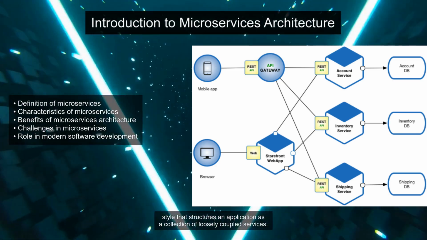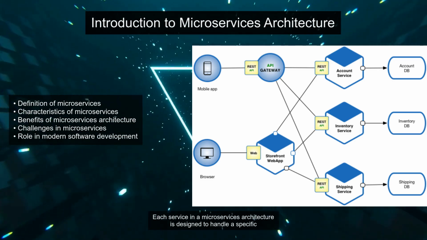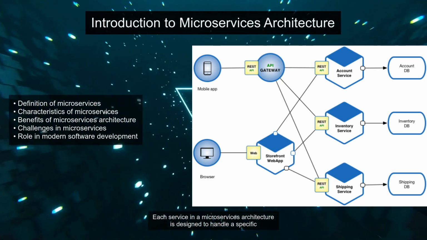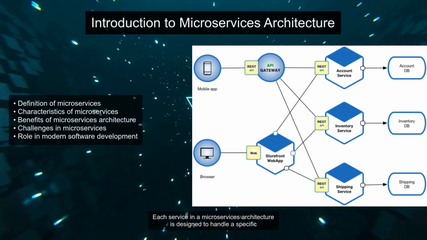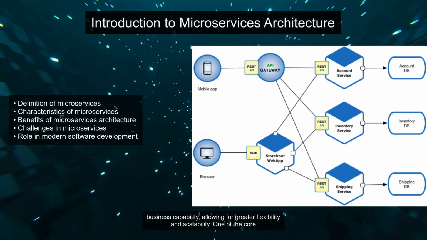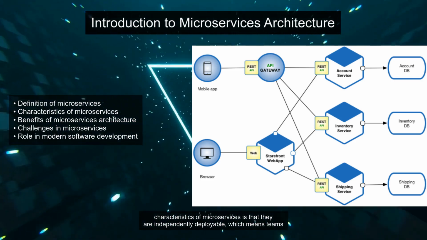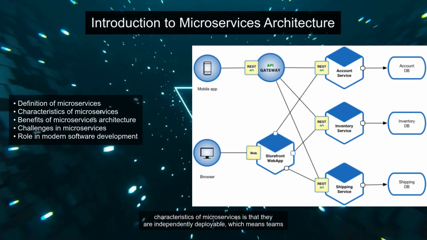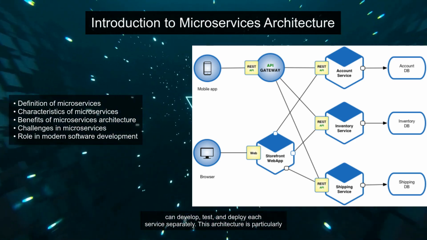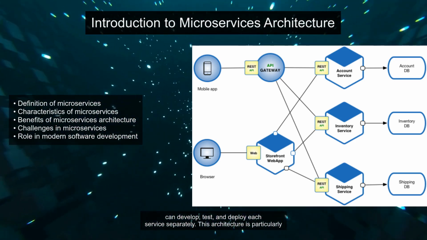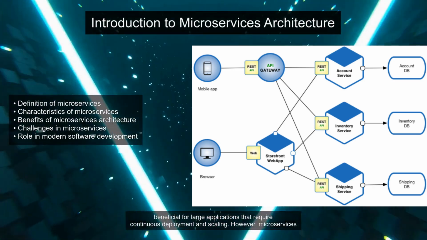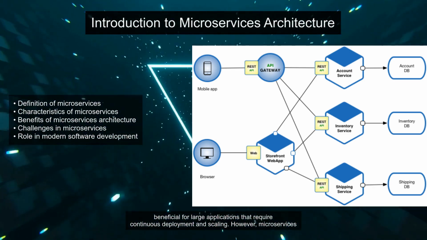a collection of loosely coupled services. Each service in a microservices architecture is designed to handle a specific business capability, allowing for greater flexibility and scalability. One of the core characteristics of microservices is that they are independently deployable, which means teams can develop, test, and deploy each service separately. This architecture is particularly beneficial for large applications that require continuous deployment and scaling.